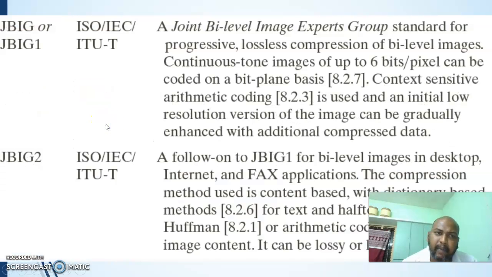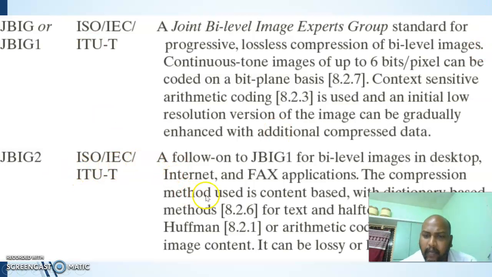Next is JBIG. The abbreviation is Joint Bi-level Image Experts Group. It is standardized by ISO, IEC and ITU-T, all these standardizing agencies. Here context-sensitive arithmetic coding is used in the compression.